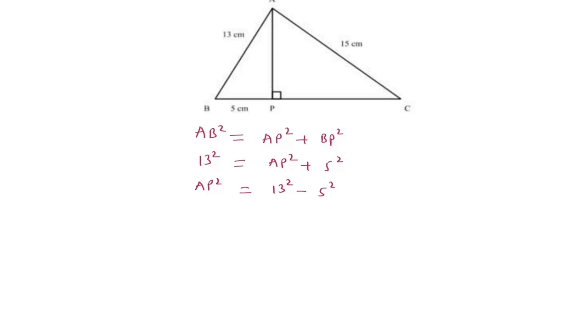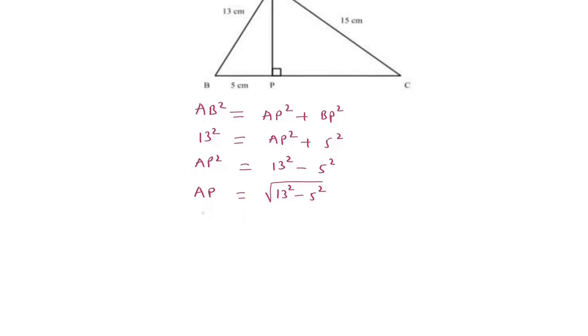Next we are going to apply the square root both sides. Our equation is going to be AP equals under root 13 squared minus 5 squared. Simplifying this, we are going to have AP equals under root 144. Finding the root, we are going to have AP equals 12 centimeters.